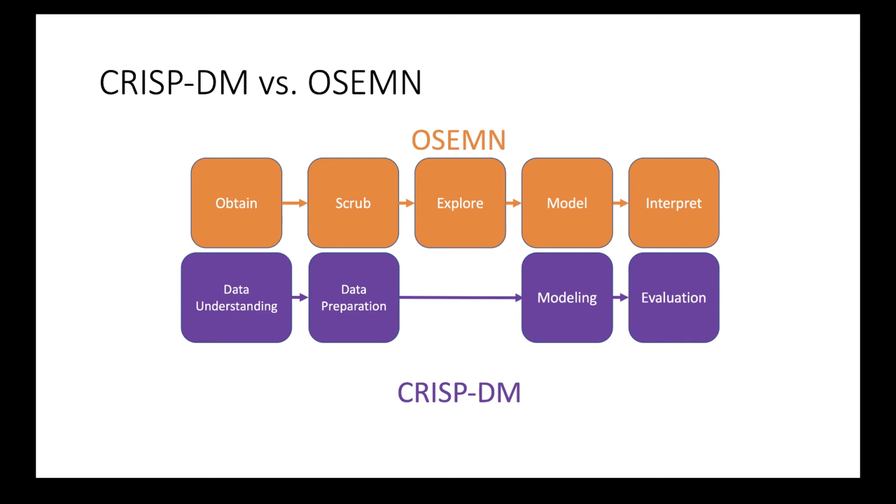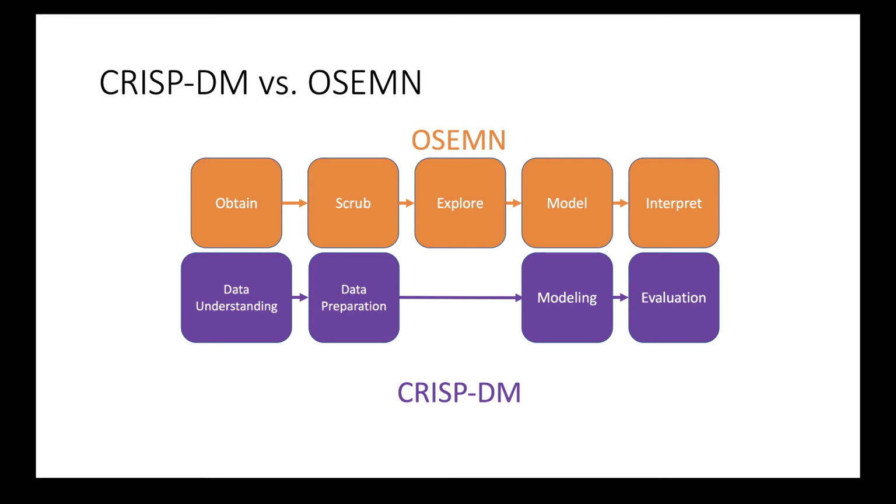Scrub and data preparation are nice and congruent. Now, OSEMN makes much more explicit discussion of exploration. Like once I've got my data, now I need to explore it. Although in CRISP-DM, exploration is really kind of at the front end of the modeling component of that box.